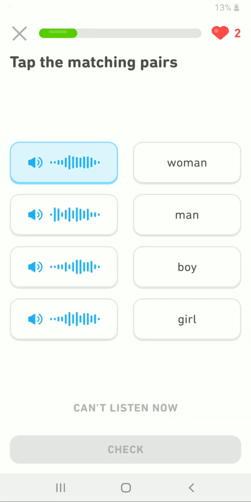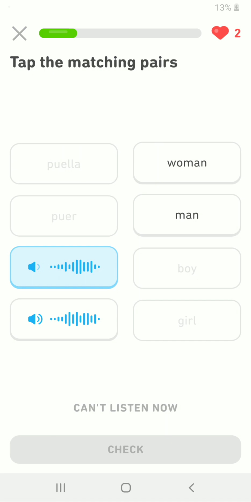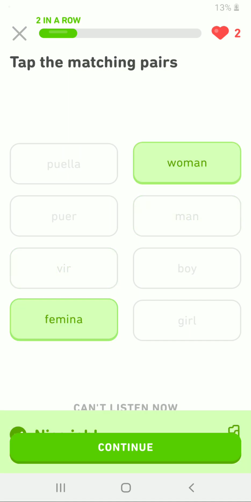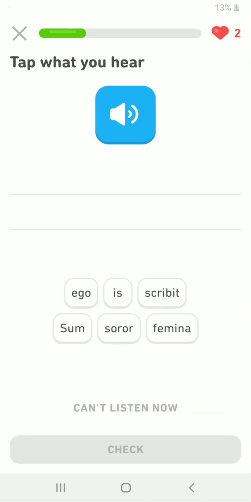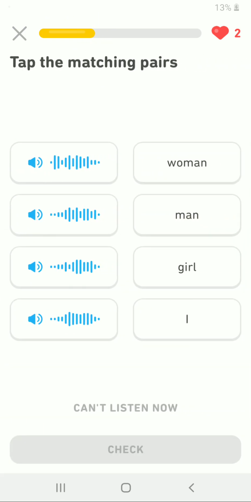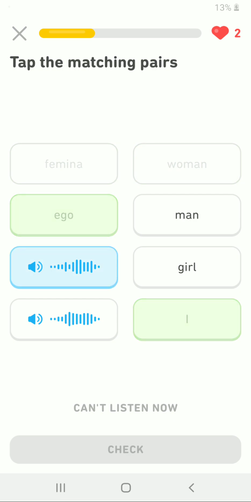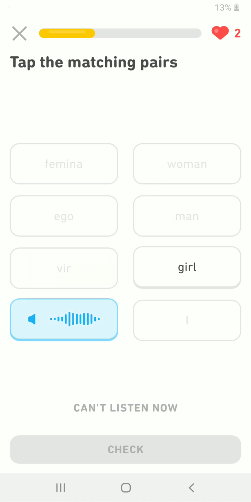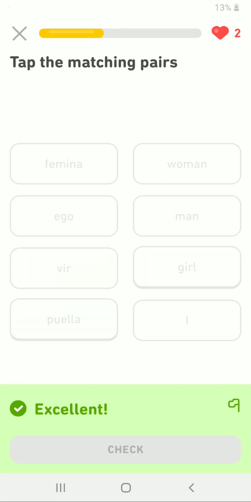Puella. Puella means girl. Puer. Puer, it's boy. Vir. Vir, it's man. Femina. Femina means woman, of course. Sum femina. I am a woman. Femina. Woman. Ego. Ego, I. Vir. Vir, it's a man. Puella. And puella means girl.